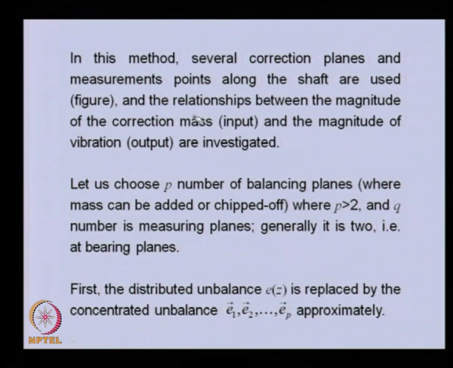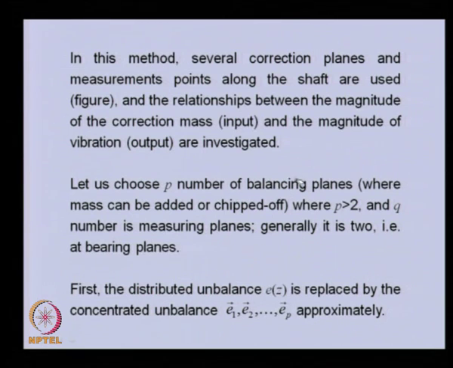So, whatever the response or the magnitude of vibration is there, that is an output for a given input. Those correction masses we will be keeping onto the balancing plane will be known to us. So, basically we are trying to relate the input and output for this particular case when we have p number of balancing planes and q number of measuring planes.